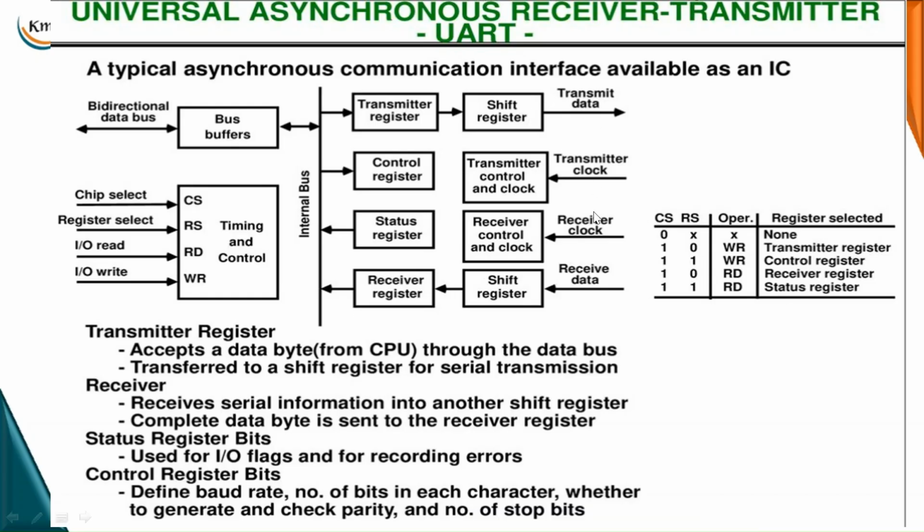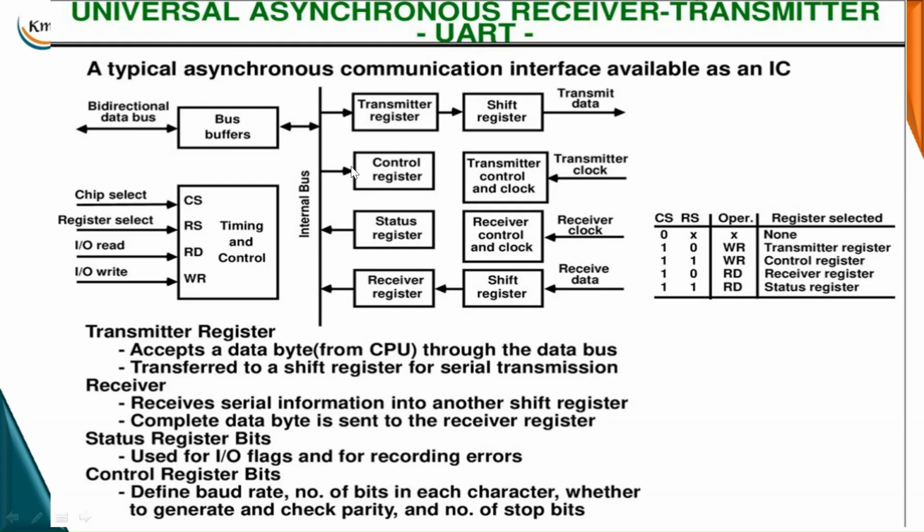At the receiver side, consider that the receiver is the monitor. The receiver will receive this information and copy it into its own shift register, until the complete data byte is received. Once it receives all the data, it will be sent to the receiver register. From the receiver register, it is sent to the corresponding peripheral device, or the monitor, as an output.